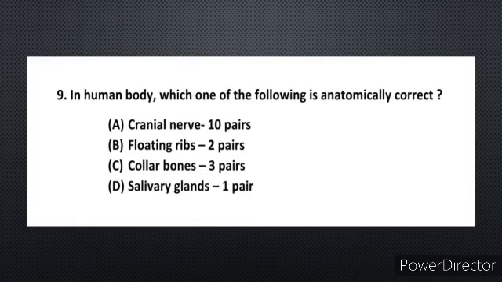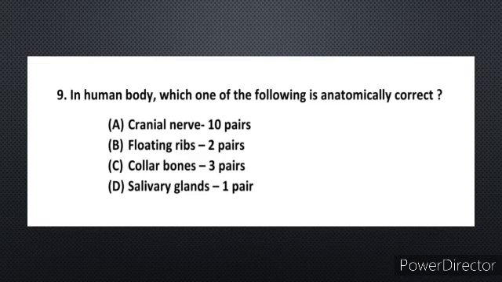Ninth question is, in the human body, which one of the following is anatomically correct? There are 4 options given. First option is cranial nerve. They have given 10 pairs, but actually there are 12 pairs of cranial nerves. Third option, collar bones. What is a collar bone? It is the clavicle. You have one clavicle on the right and one on the left. So only one pair is present, but they have given 3 pairs here. So this option is also wrong.